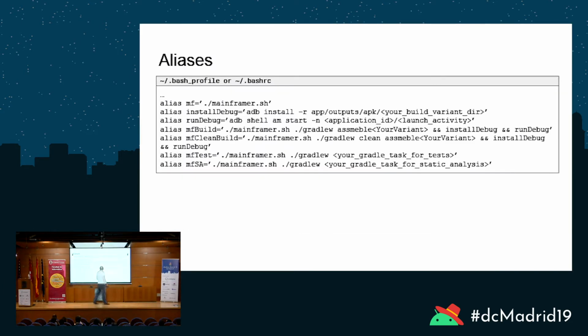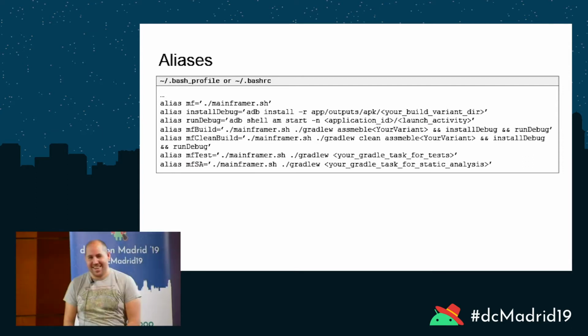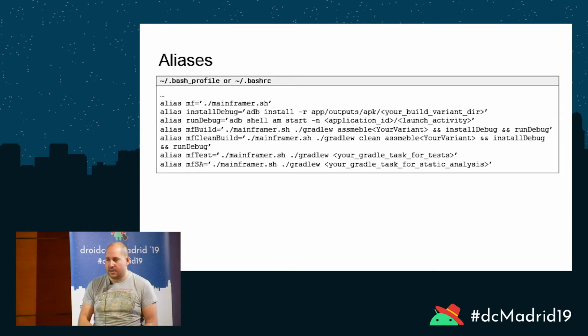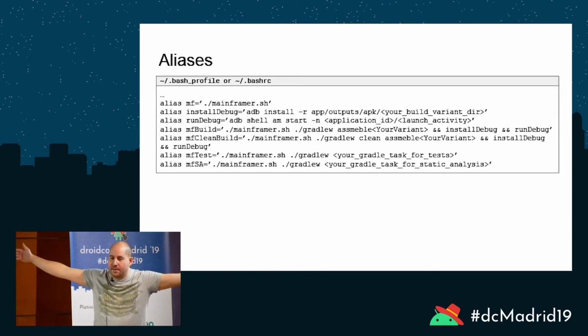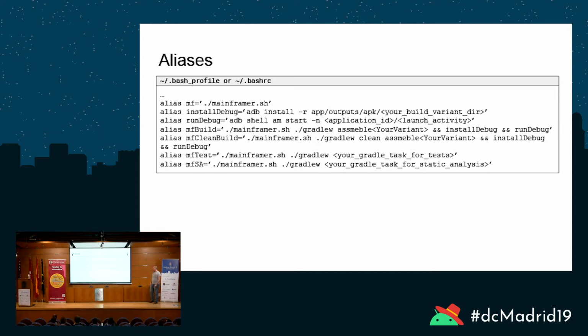Aliases. Does anyone know what they are, or doesn't know what they are? So they are basically shortcuts. Instead of having to write this super massive command line thing, you just write a shortcut for that. So yeah, that's basically it.